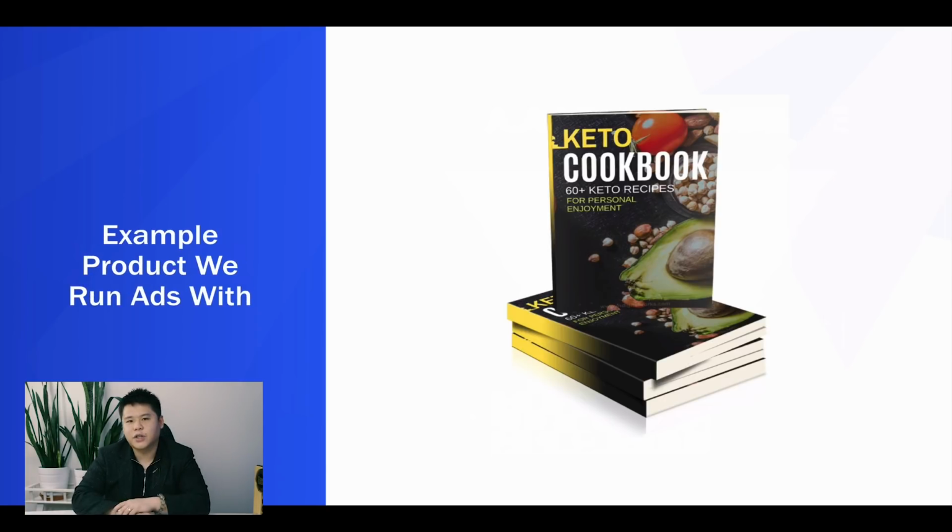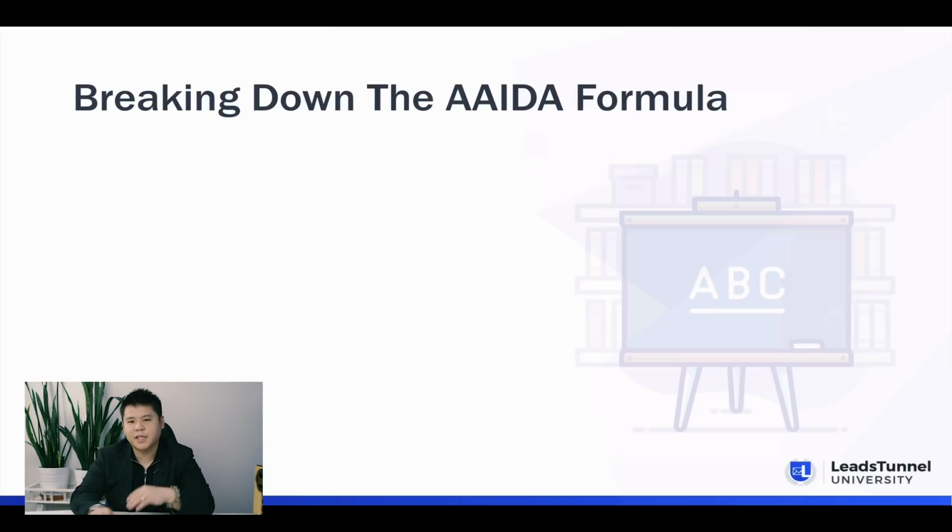So we're going to actually use this as an example. Let's say that we're selling this keto cookbook, or we're giving away this keto cookbook, I should say. Let's say that we're giving away this keto cookbook, and we're going to use this as an example, and I will go down on how the AAIDA formula works. So first of all, let's break this down.